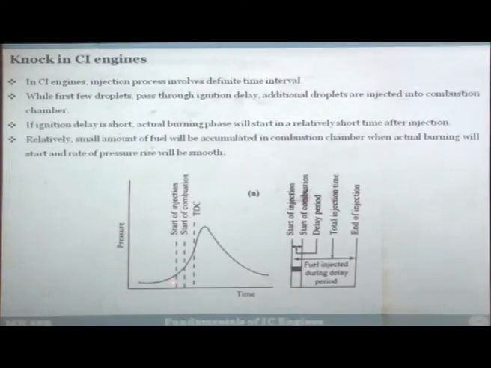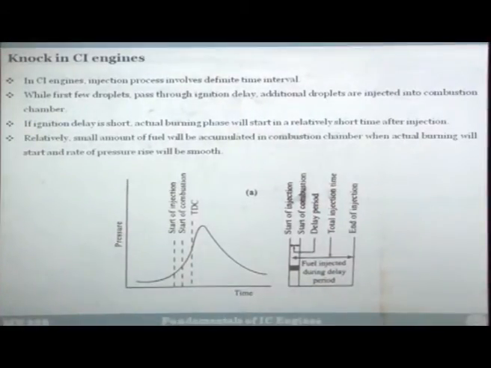Suppose, for example, here you have start of injection and here you have start of combustion. This is a small period, so a lot of fuel will not be accumulated, and the rate of pressure rise will not be great. But if this period is too much, by the time the first flames come up, there is a lot of fuel already available. So what will happen? There will be sudden combustion and sudden pressure rise, and that will lead to knocking.